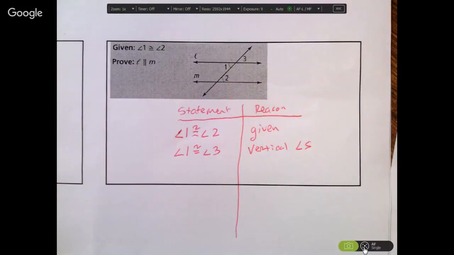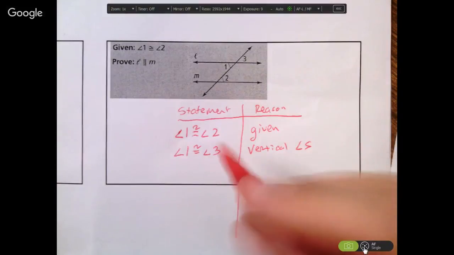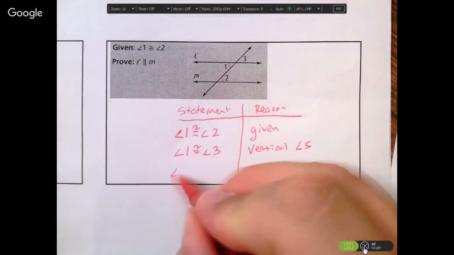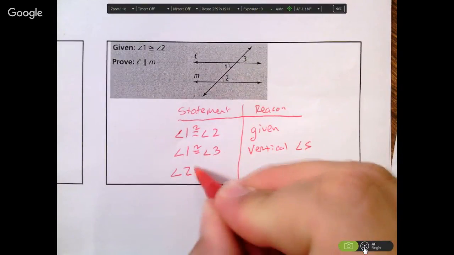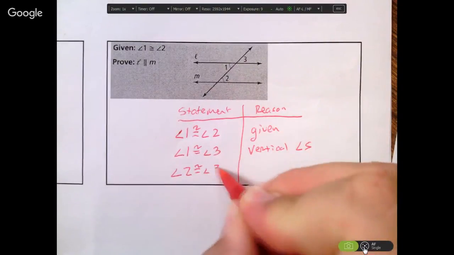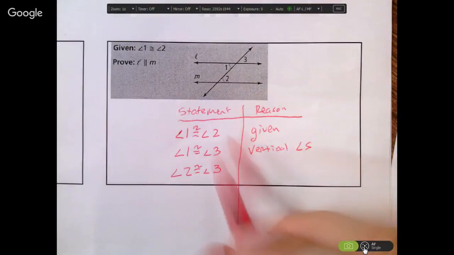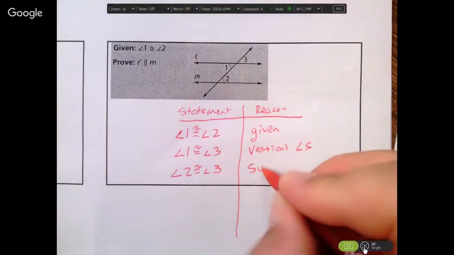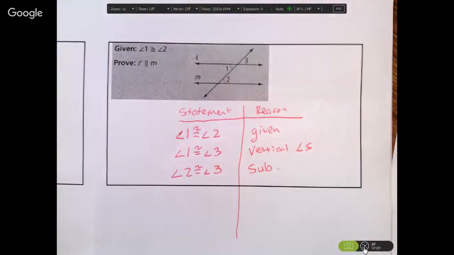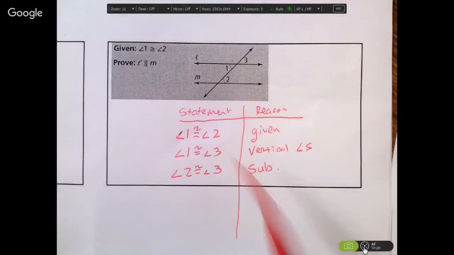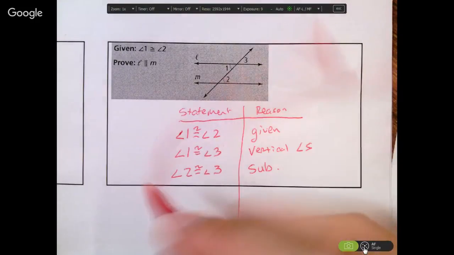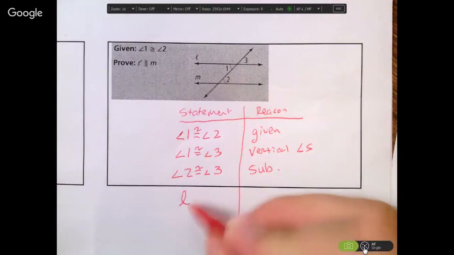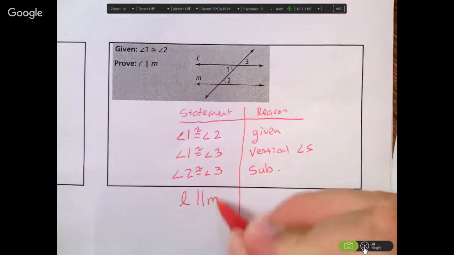And then we're going to go ahead and say, well, therefore, angle 2 must be congruent to angle 3, because of substitution here. So we can just write substitution or sub, abbreviate. And then finally, that means if angle 2 and angle 3 are congruent, then we can say that line L is parallel to line M.